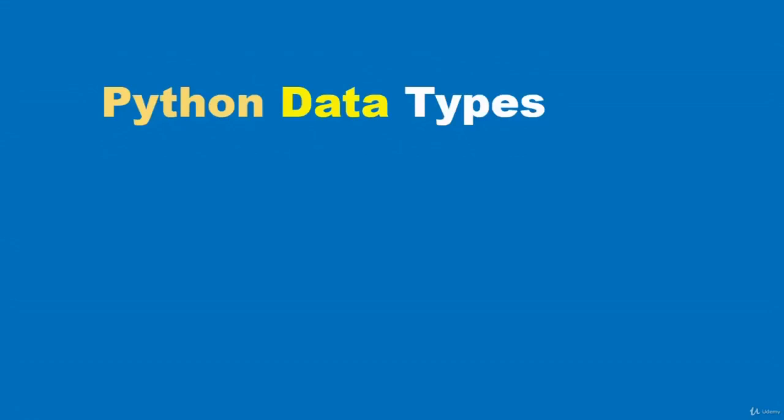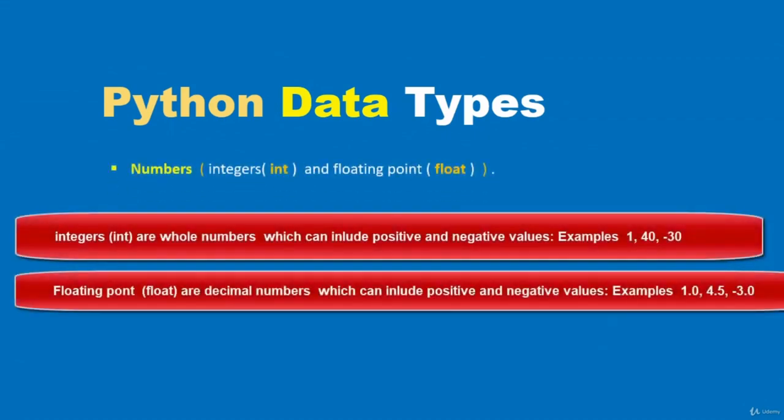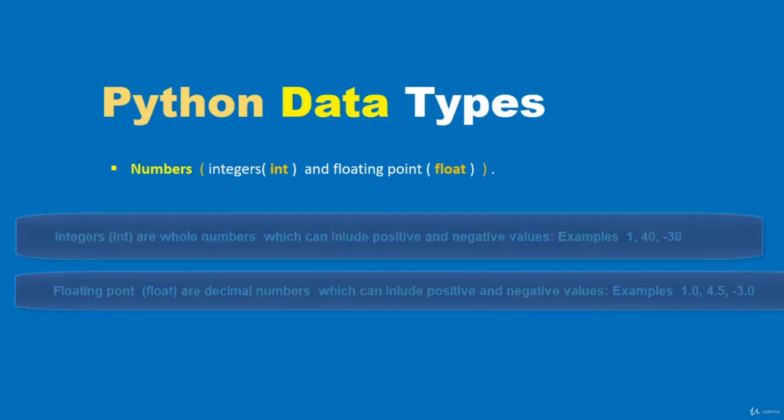There are three basic data types in Python. We have the numbers data type. This basically includes integers, which are known as int, and floating point numbers, which are known as float. An integer basically is a whole number, and a floating point number is basically a number that includes decimals.